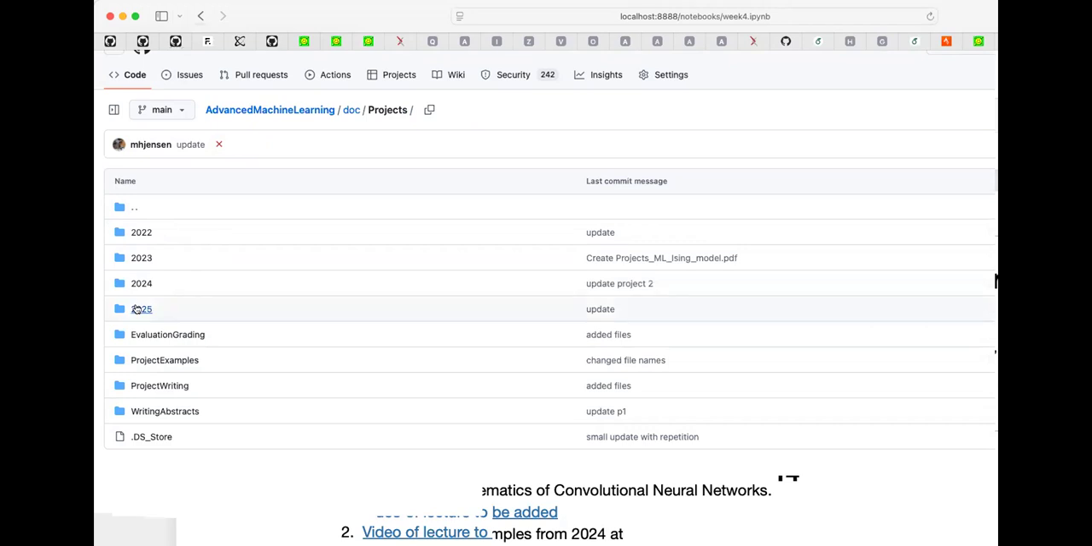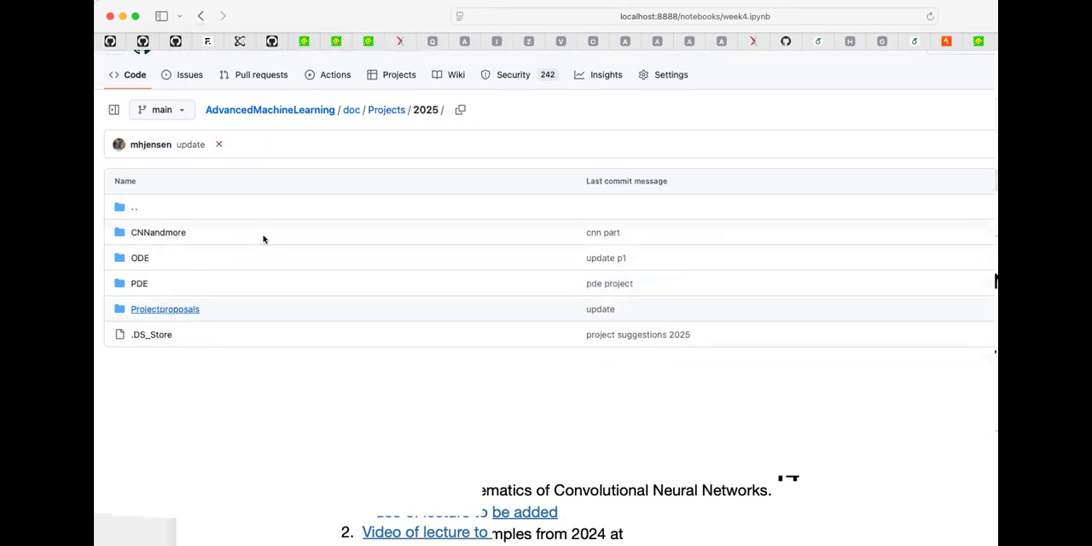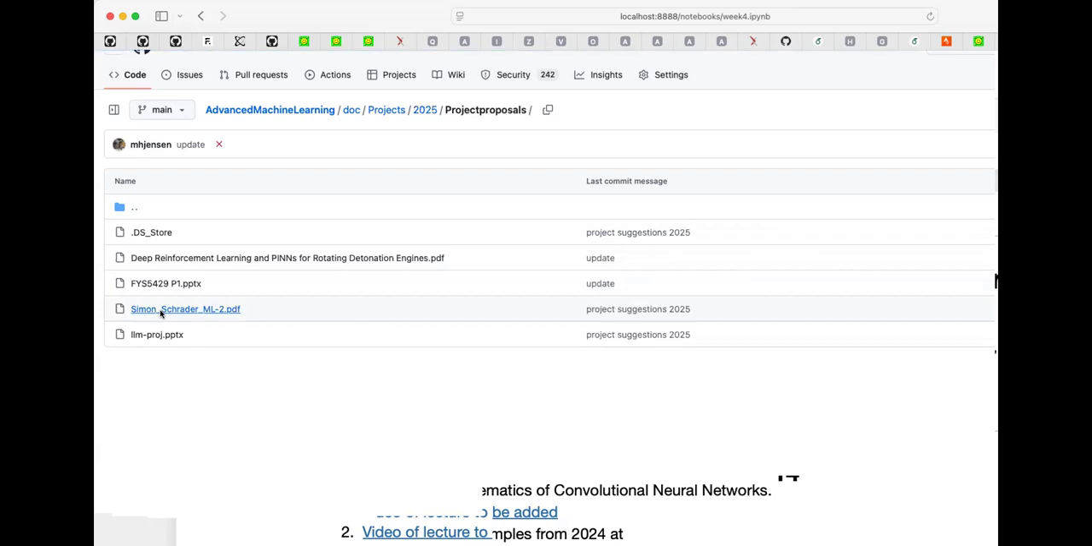But then if you go into 2025, you will find project proposals. And as of now, we have 4 groups who made presentations last week, so you can take a look at them. So there is one on large language models. Simon has one on quantum mechanics. There's one on deep reinforcement learning and PINNs for solving differential equations. And then we have the project of Oda and Parham on using machine learning methods for problems in bioscience. And this is the one which you have here, FYS5429. And for those of you who are interested, take a look at them.